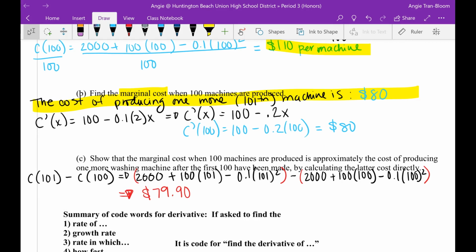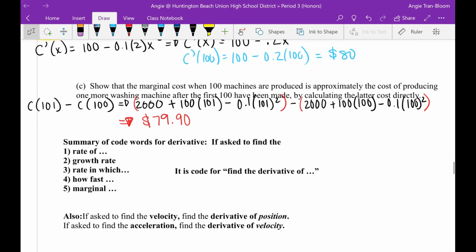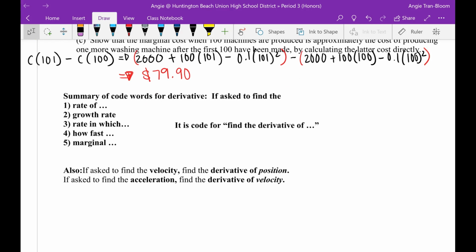As you can see, the derivative is a much quicker way of getting the marginal cost than doing it algebraically. Remember, the derivative uses limits, and a limit is an approximation. That's why it's close, but not exactly the same, and that's okay. The difference is so small that it's not that important. That's why we use calculus, which is the derivative, to find marginal cost or marginal revenue. Let's move on to this last bit here.